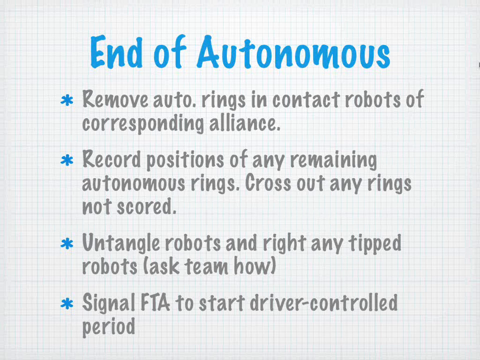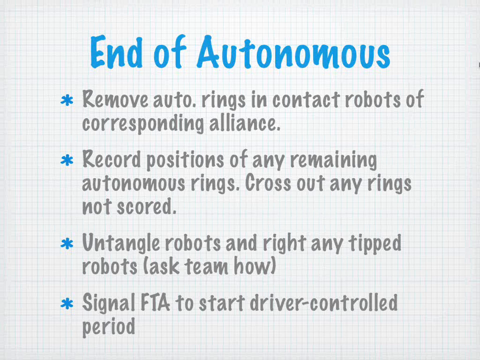Now, if there's an autonomous ring that's just laying on the floor, that's fine. They don't count for scoring, but anything touching a robot has to be removed. At that point, we can record the positions of any remaining autonomous rings, and sometimes it's easy to forget to do this. So this year, I'm going to be in the habit of crossing out any autonomous rings that didn't get placed, and that'll just remind me to always fill out that section of the score sheet at the end of autonomous, so I don't miss things.